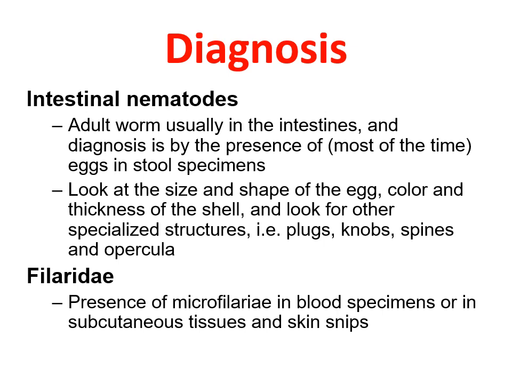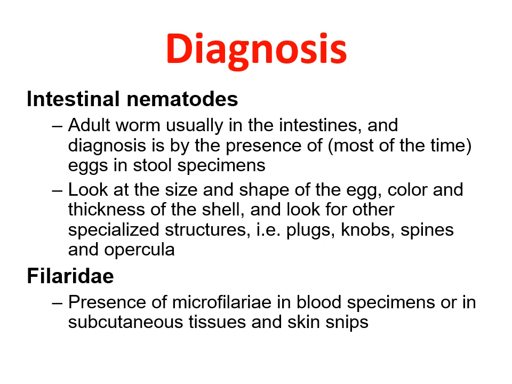Diagnosis of nematodes depends on whether they are intestinal nematodes or Filariae. Intestinal nematodes usually are characterized by the presence of the adult within the intestine, and their diagnosis is usually made by looking for the eggs that are in the stool specimens. For these eggs, and in order to characterize the intestinal nematode, we should be looking at the color, the thickness of the shell, and we should look for other specialized structures, including plugs, knobs, spines, and opercula.